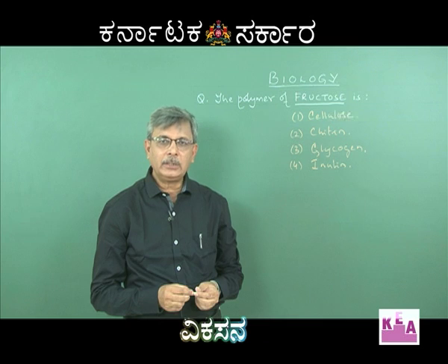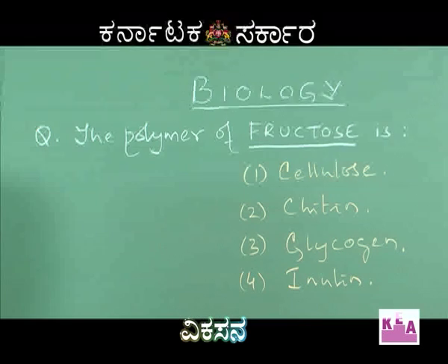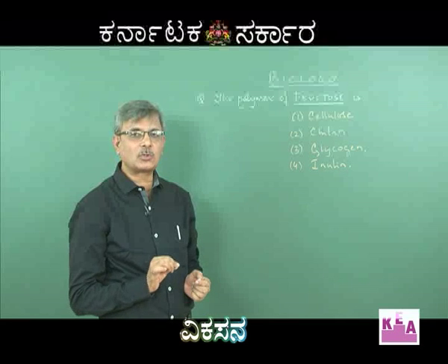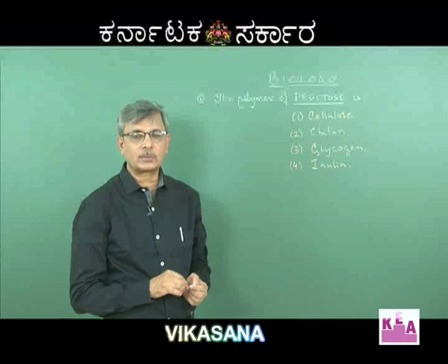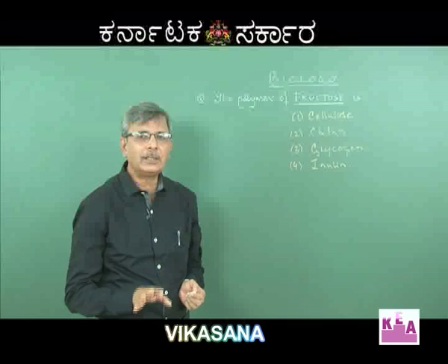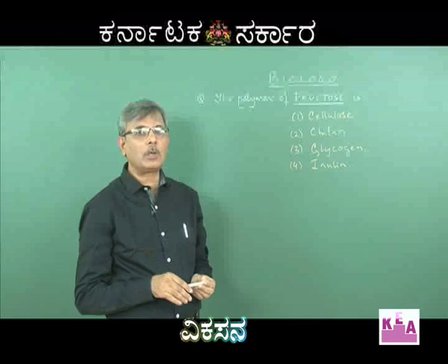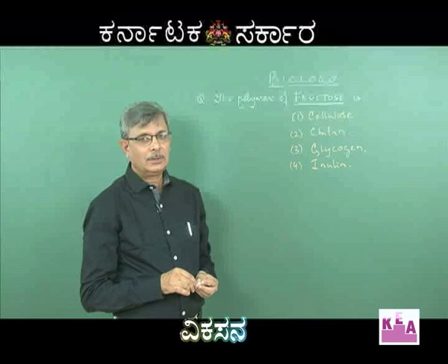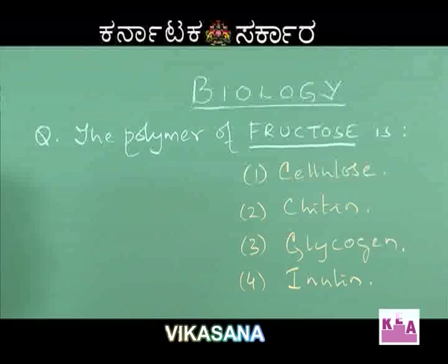We move on to the next question. The question is, the polymer of fructose is. Students, very carefully you have to remember this, because I have seen most of the time students are confused. It is very clearly given in the text in biological molecule chapter. So let me come to the options: cellulose, chitin, glycogen, inulin, the polymer of fructose.